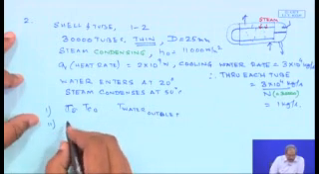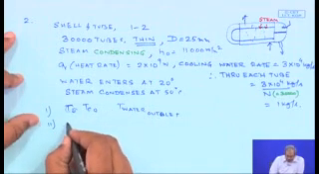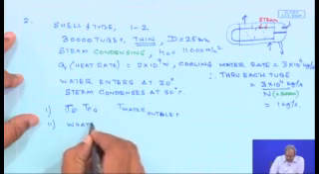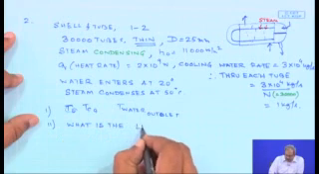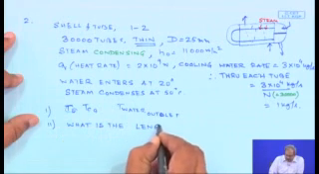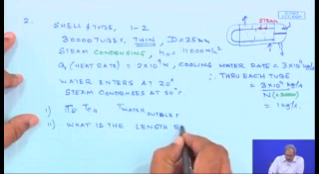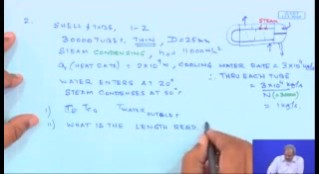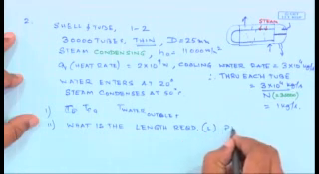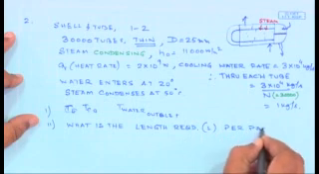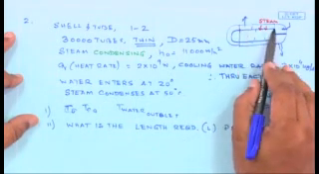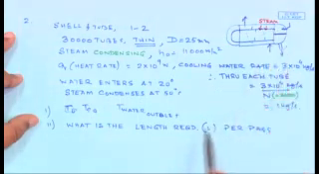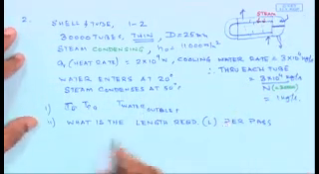And the second part is, what is the length required, which is L, let us say, per pass. So, what is the length of the tube that is to be provided per pass so as to affect this kind of a transport process?